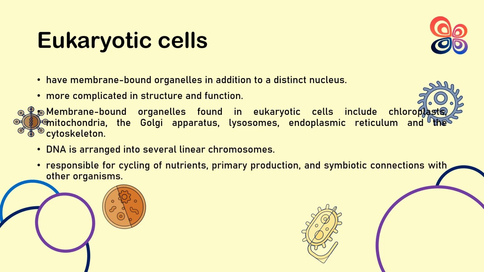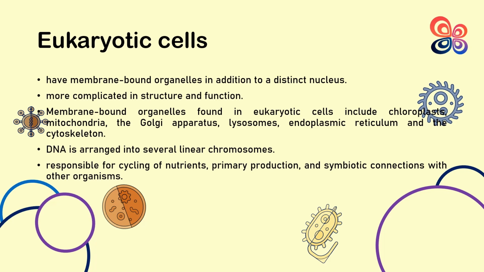Eukaryotes are very diverse and exist in practically all of the planet's environments. They comprise a variety of species, such as mammals, plants, fungi, and protists. Many ecological processes, such as the cycling of nutrients, primary production, and symbiotic connections with other organisms, depend heavily on eukaryotes. Eukaryotes are the focus of intense research in a variety of domains, including cell biology, genetics, and ecology, due to their importance to human health and the environment.